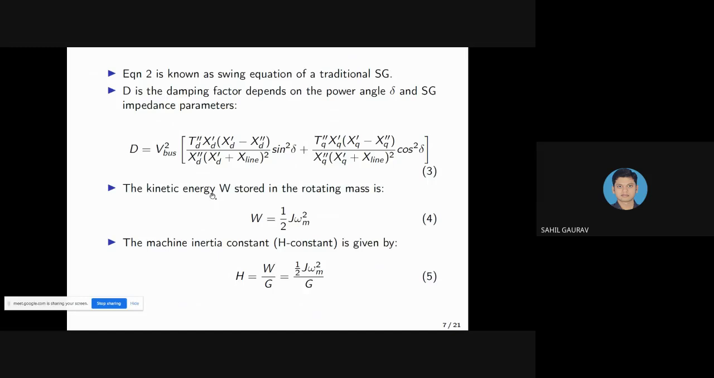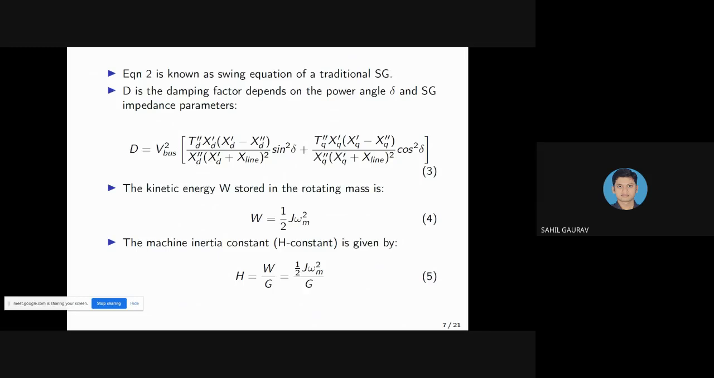As I said, equation 2 is known as the swing equation, which describes the inertia feature of the traditional synchronous generator, in which both steady state and transient oscillation have been considered. And here the kinetic energy W stored in the rotating mass can be represented as half J omega_m squared, which is responsible for the transient power balance between P_in and P_out.